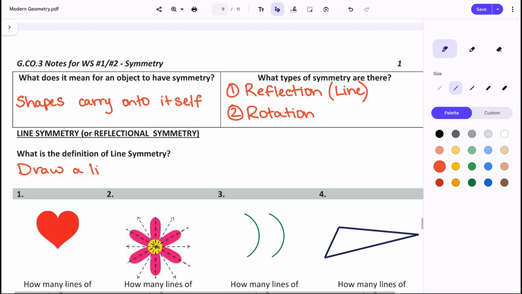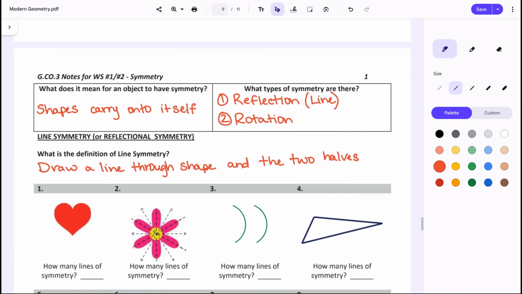Remember, line symmetry, or that reflection symmetry, basically means that you draw a line through your shape and the two halves match. That's really what we were doing yesterday with our line symmetry.